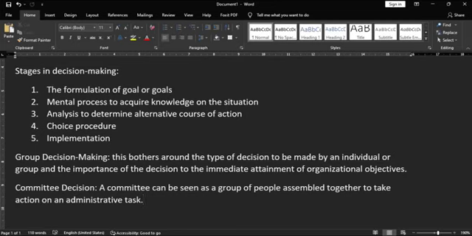Now, I want to move to selection of committee members. The selection of committee members. The effective use of committees in the solution of organizational problems depends on the selection of the right people to serve in the committee. Most of the criticisms often voiced in the use of a committee as an effective device in decision making depend on the quality of people appointed to serve on them.